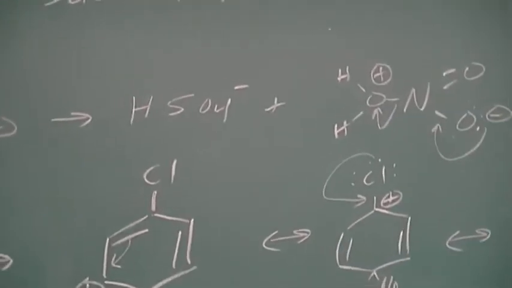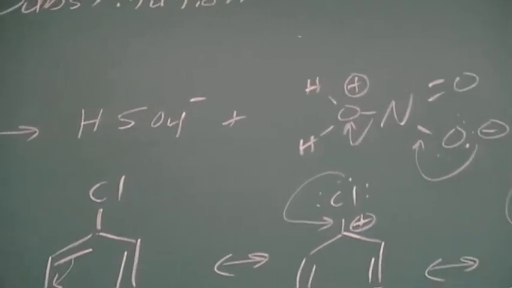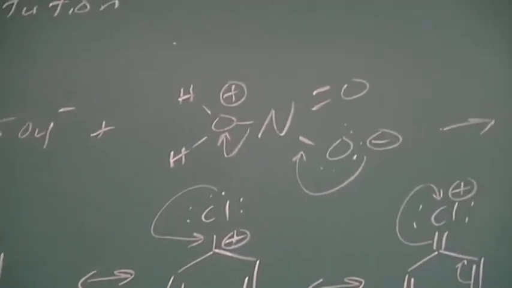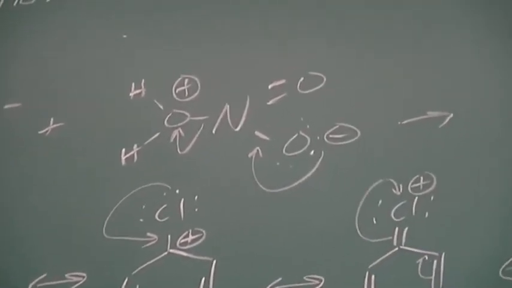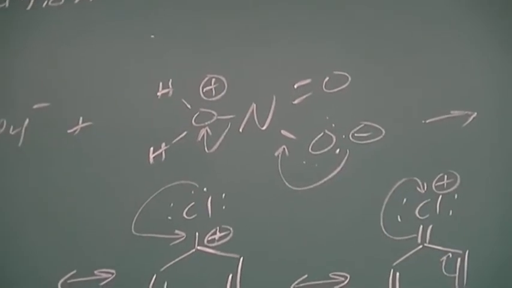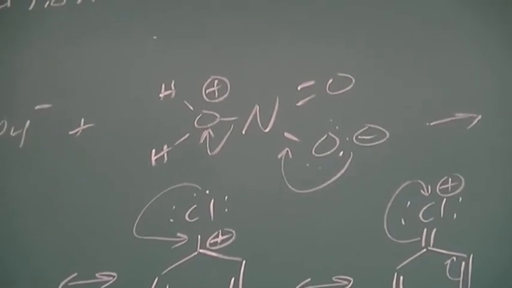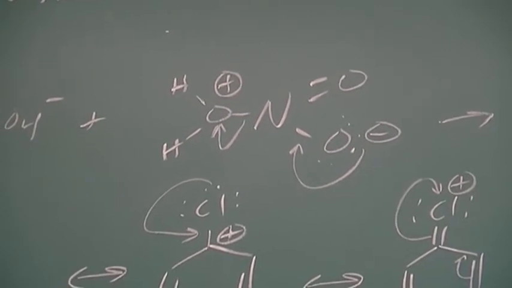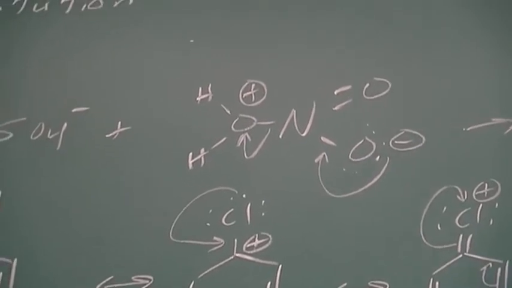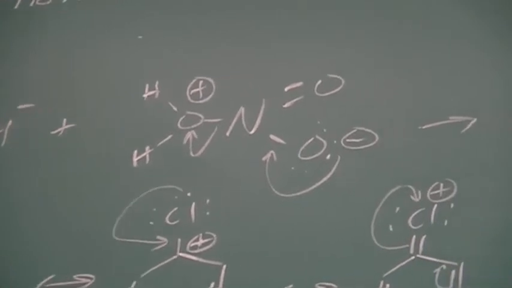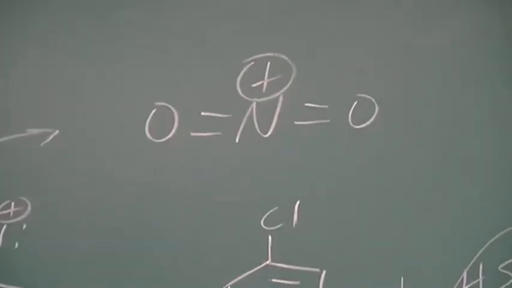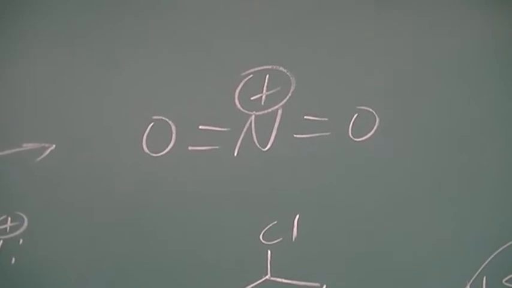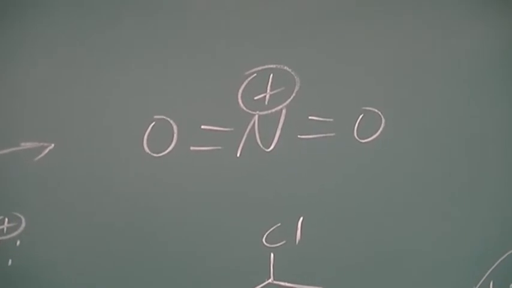Then you have your bisulfate ion, and then you have your positive oxygen there that has the extra hydrogen on it. Then the electron pair from the negative oxygen on the protonated nitric acid comes in, forms a double bond, and kicks out the water. And then you have your very, very strong electrophile.